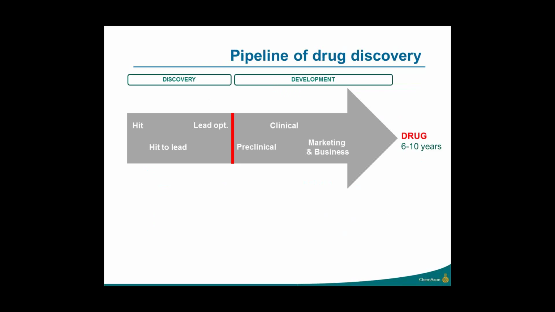Before covering the ChemAxon prediction technology, I would like to talk about drug discovery and development in general. New drugs are found in the discovery stage, and they enter into clinical development. If they are accepted by the Food and Drug Administration, then they will become drugs.